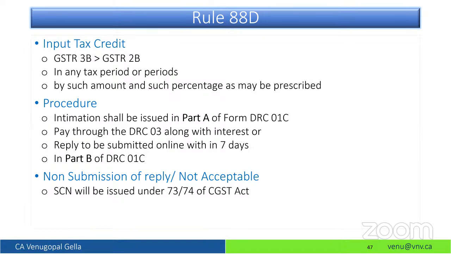So DRC01C has two parts. Part A is the department communicating to you. Part B is your communication back to the department. If you are not making any submission, if you are being silent, you will be automatically served with a notice under section 73 saying that, okay, why it cannot become a recovery. So you also need to be on top of notices.